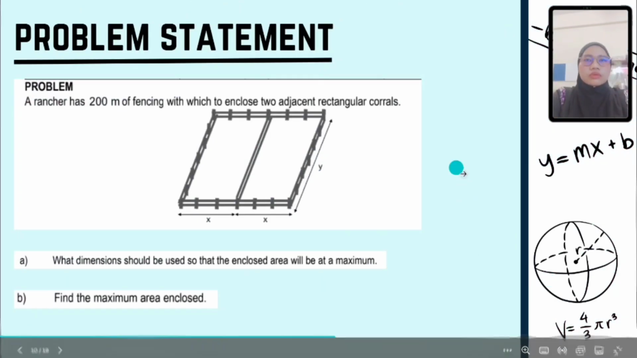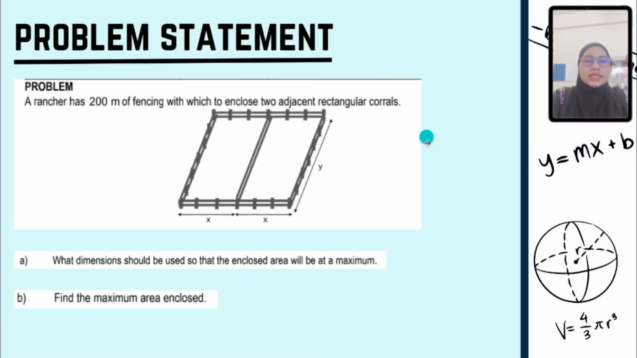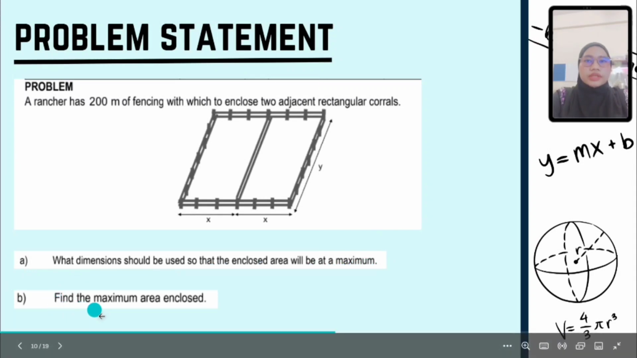Now, for our problem statement: a rancher has 200 meters of fencing with which to enclose two adjacent rectangular corrals. A. What dimensions should be used so that the enclosed area will be at a maximum? B. Find the maximum area enclosed.